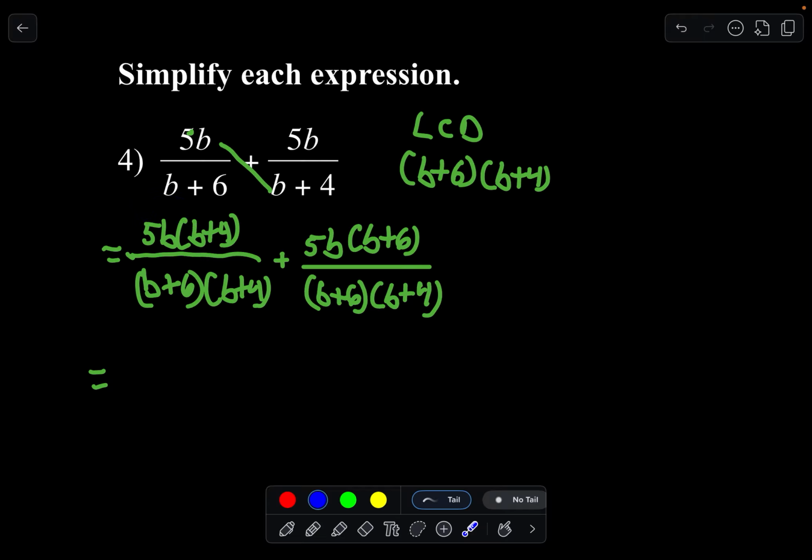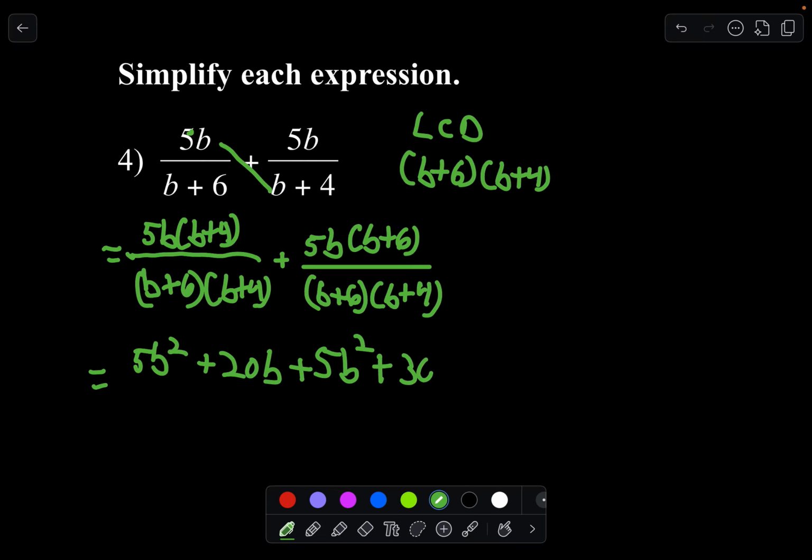So 5b times b is 5b squared. 5b times 4 is plus 20b, plus 5b times b is 5b squared, and plus 5b times 6 is 30b, all over this LCD. Notice I'm not going to multiply together the LCD. I'm going to keep them factored.